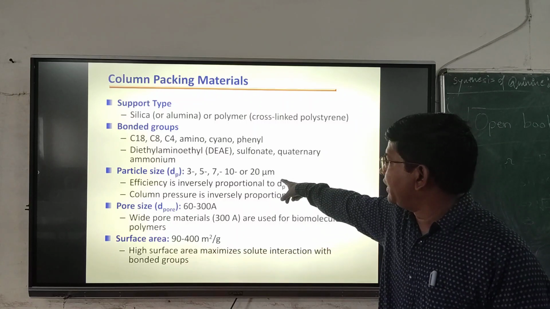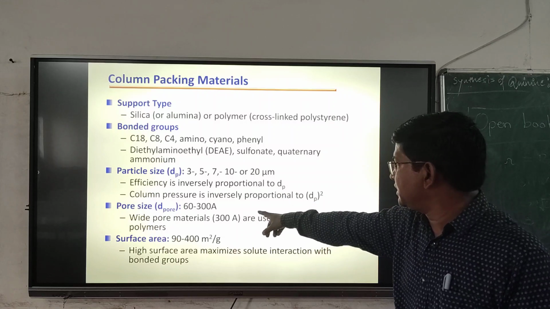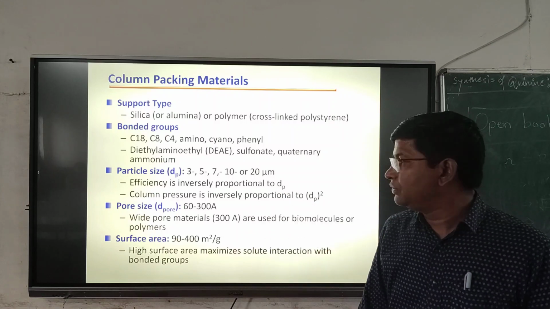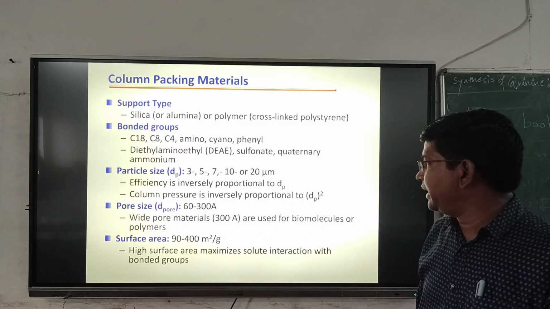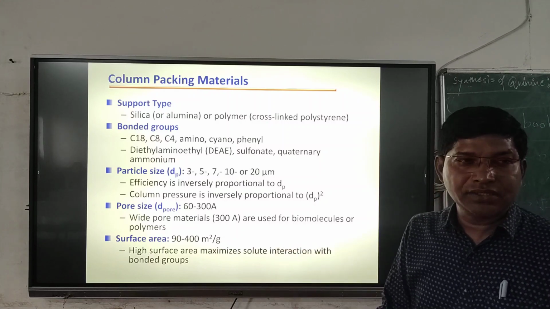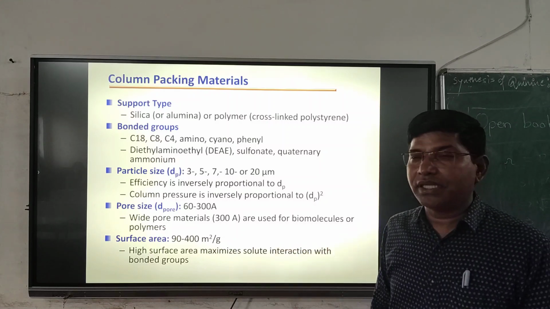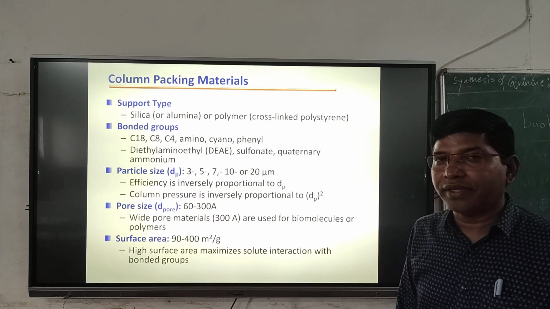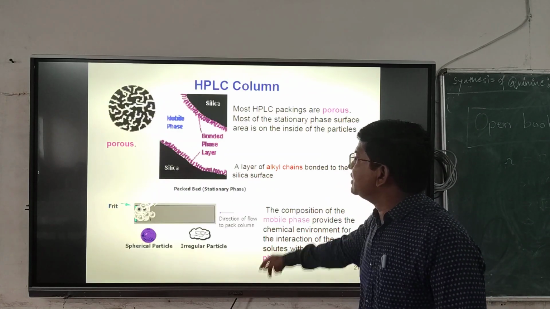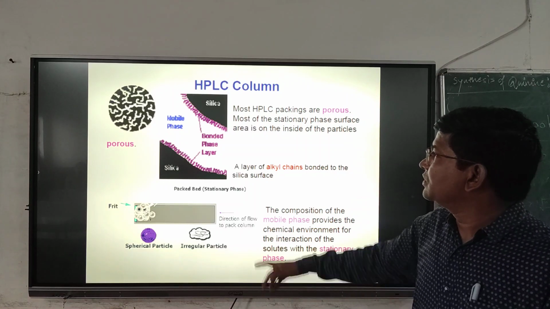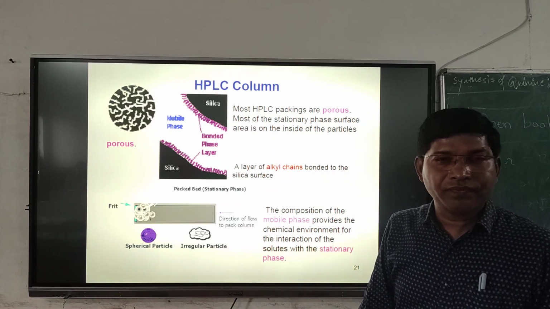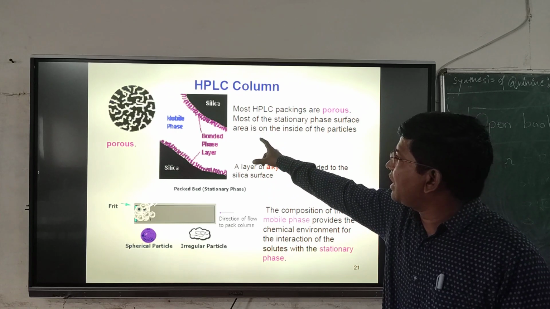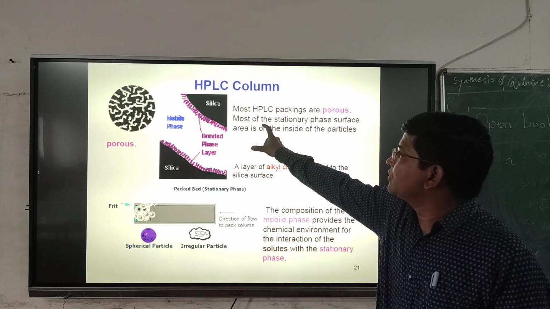So these are the different particle sizes. The pore size of the column is 60 to 300 angstrom. Surface area is also an important factor, because it affects the separation of a compound mixture. So this is again a cross view of a column, suppose a cross view of two particles.